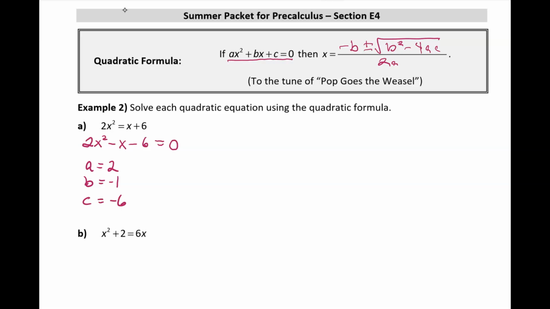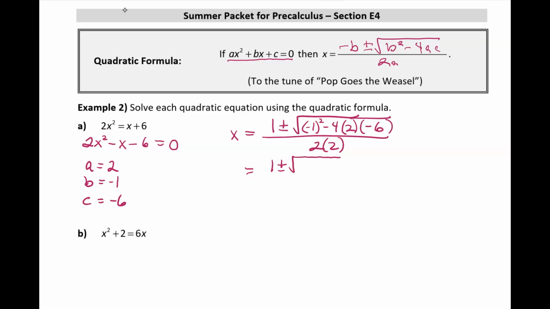negative 6. So x equals the opposite of b, that's positive 1, plus or minus the square root of b squared. So that's going to be negative 1 squared minus 4 times a, which is 2, times c, which is negative 6, all over 2 times 2. So let's simplify. That's 1 plus or minus, and inside the square root we have 1, and then be careful with the signs. Negative 4 times positive 2 times negative 6 is going to be positive 48, all over 4.